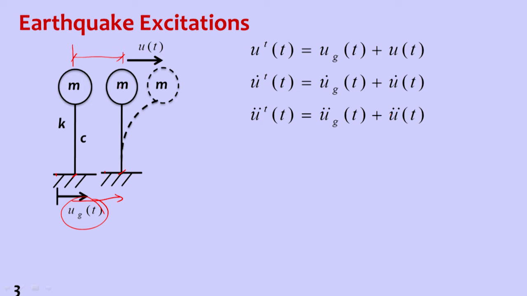So now let us write the equation of motion in this condition. The equation of motion: the mass is related to the acceleration, so inertia force is related to movement of the mass. The mass has moved from this point to this point. So that means the inertia force should contain these two terms, that is ü_g as well as ü.